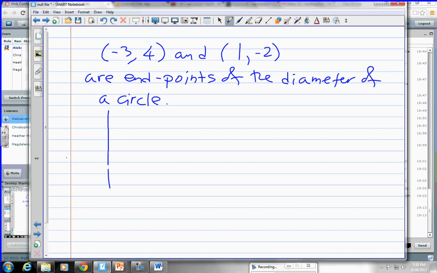So if I graph it, -3, that's too many, 1, 2, 3, 4, +4, and then 1, -2. So let's say that's a circle, whatever. So that's the diameter. These 2 are endpoints of the diameter. Can we find the equation of that circle? Find the equation of the circle.